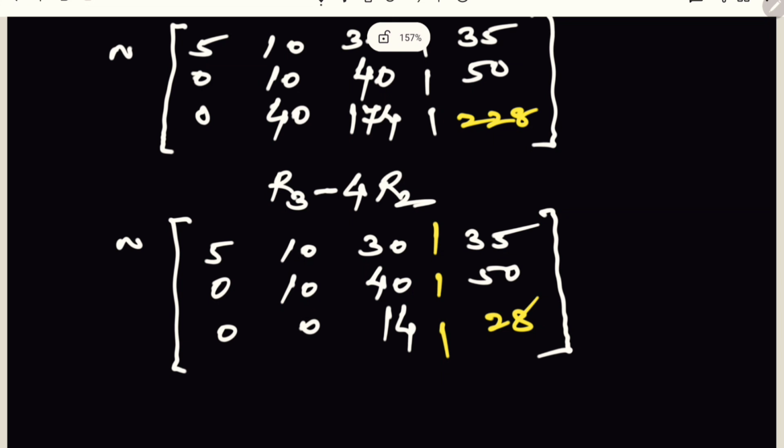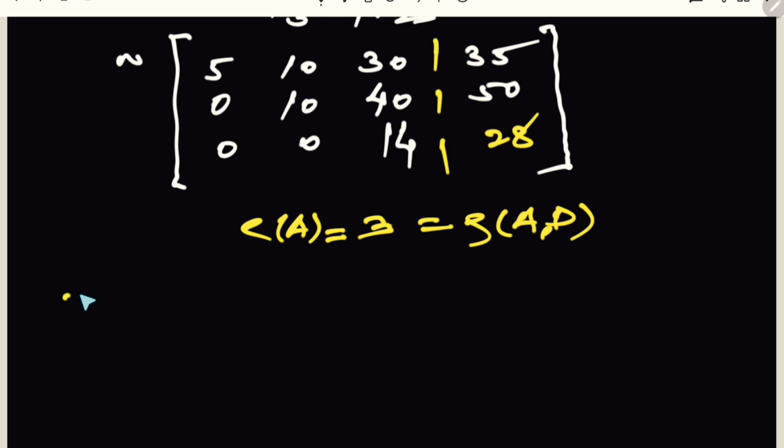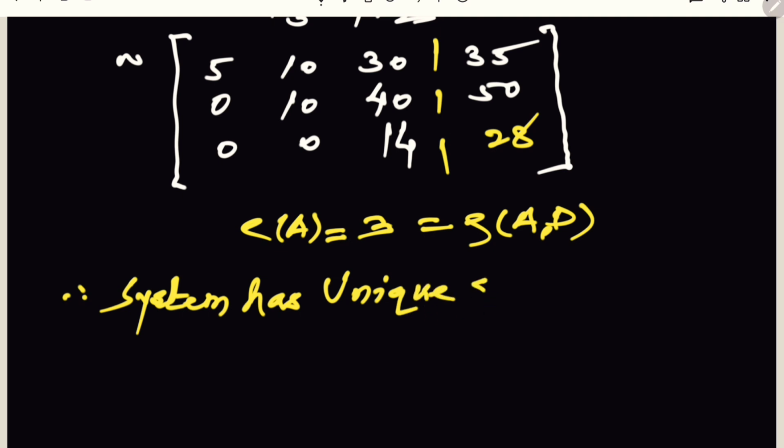This matrix is the canonical form of that matrix, as all the principal diagonal elements are non-zero and lower diagonal elements are 0. Then we determine the rank of matrix A. Number of non-zero rows is 3, and for the complete augmented matrix AD, again there are 3 non-zero rows, therefore rank is 3. And as the ranks are equal and equal to the number of unknowns, the system has a unique solution.